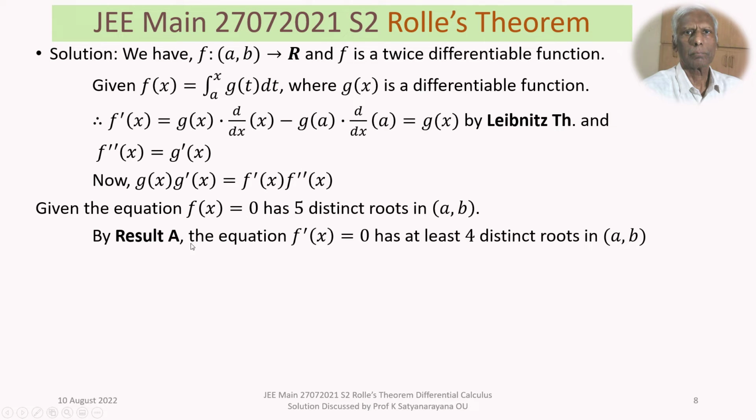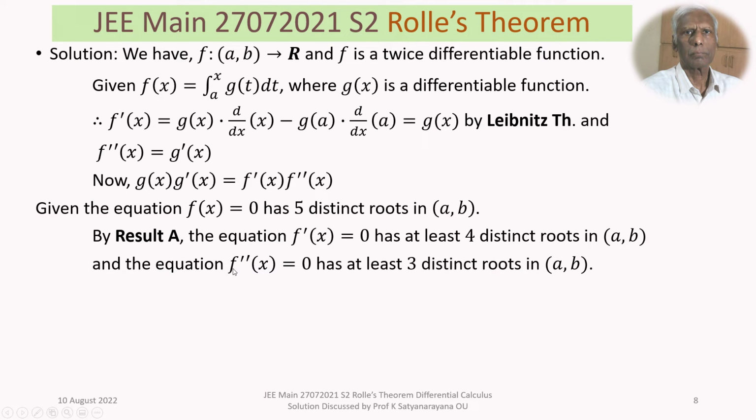We now use that result A. If f of x is equal to 0 has n distinct roots, then f prime x has n minus 1 distinct roots, and f double prime x has n minus 2 distinct roots in the interval a to b. Now f of x is equal to 0 has 5 distinct roots in the interval (a, b). Using that result, the equation f prime x is equal to 0 has at least 4 distinct roots in the open interval (a, b), and the equation f double prime x is equal to 0 has at least 3 distinct roots in the interval a to b.